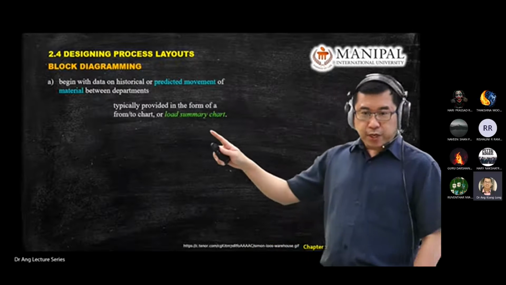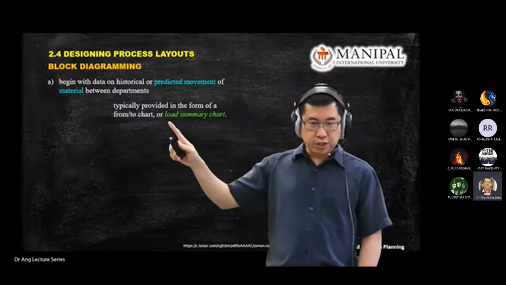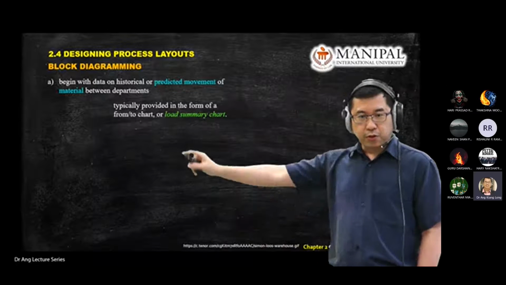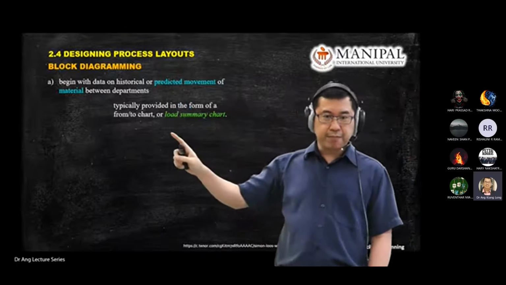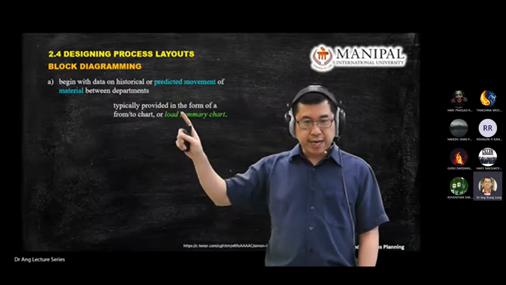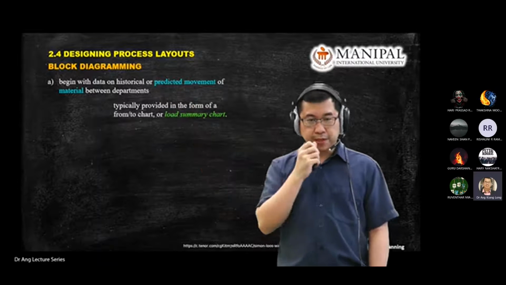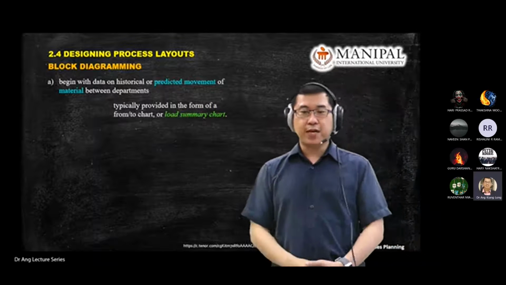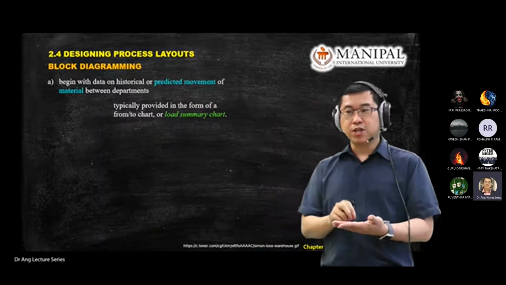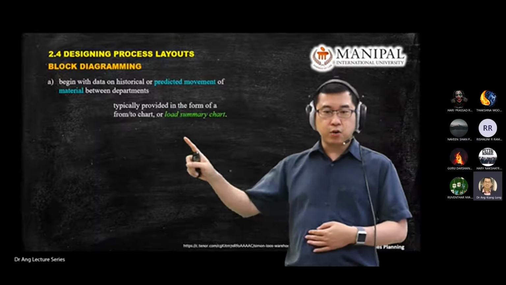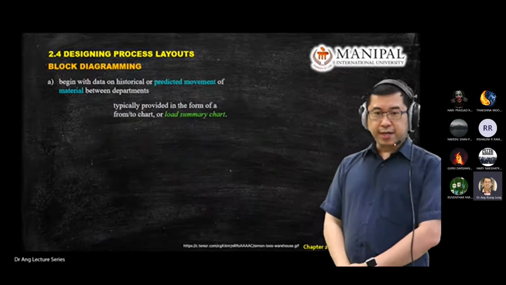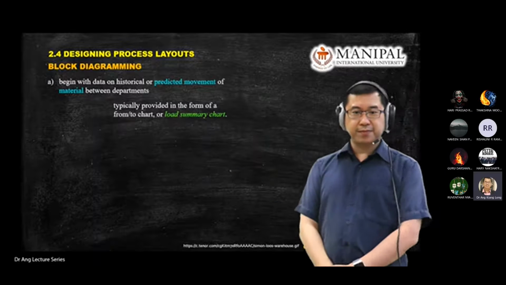And then we will use something called a chart, the load summary chart. For block diagramming, you need the help of a chart to predict the movement, meaning you go and observe the movement on the production floor, and then you put the data into the chart. That chart, we call it the load summary chart, or just the chart. Okay, later I'll show you what this chart is.